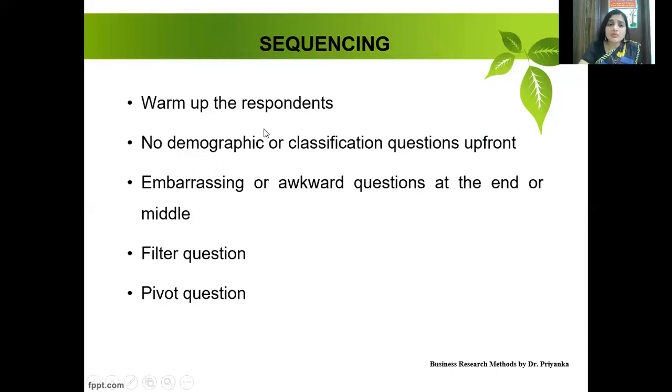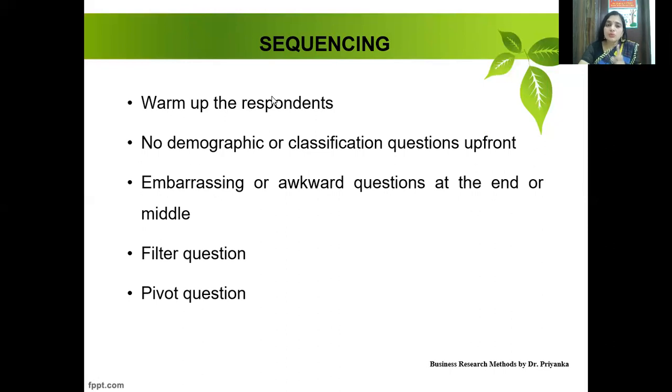Then warm up. The sequencing of your questions should be such that it is actually warming up the respondents. You are trying to talk to them normally in the starting, like what's your name, what do you do, and something like that. What are your views on something related to this? Then you can start with the questionnaire, the actual questions for which you need to get the answers, right?